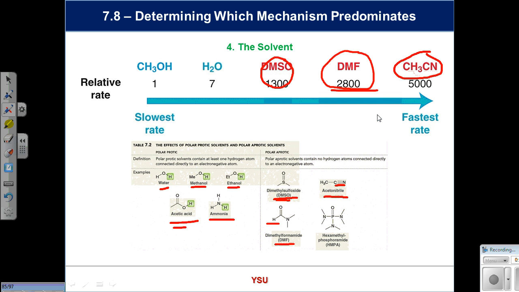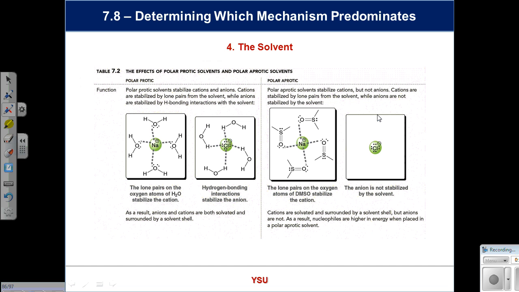Why? It doesn't hydrogen bond. The ones on the left do, the ones on the right don't. So why on earth should that make a difference? Why should hydrogen bonding make a difference to an SN2? What's the actual idea behind that? Well, number one, you are trying to dissolve things up. If you can't dissolve things up, typically at this level, the reactions don't work. So that's one thing you need to worry about.